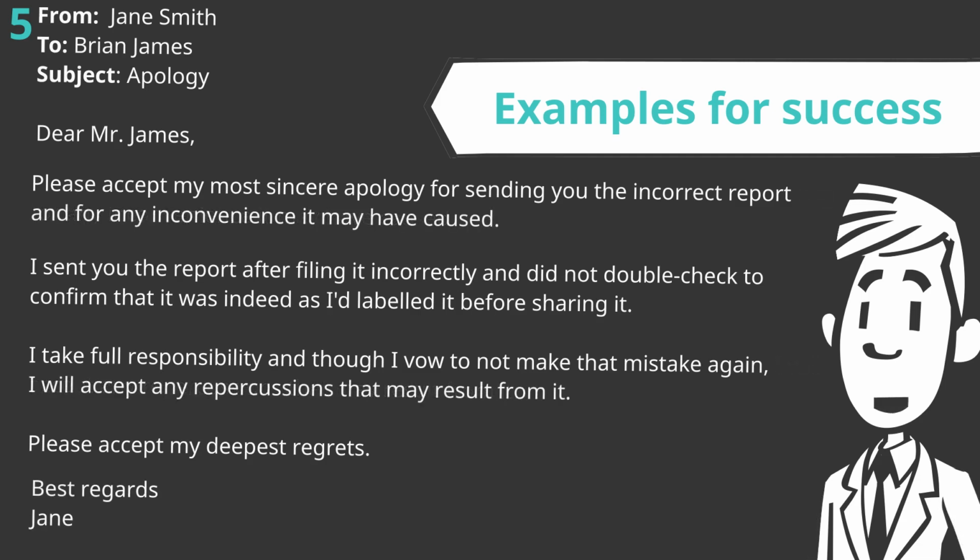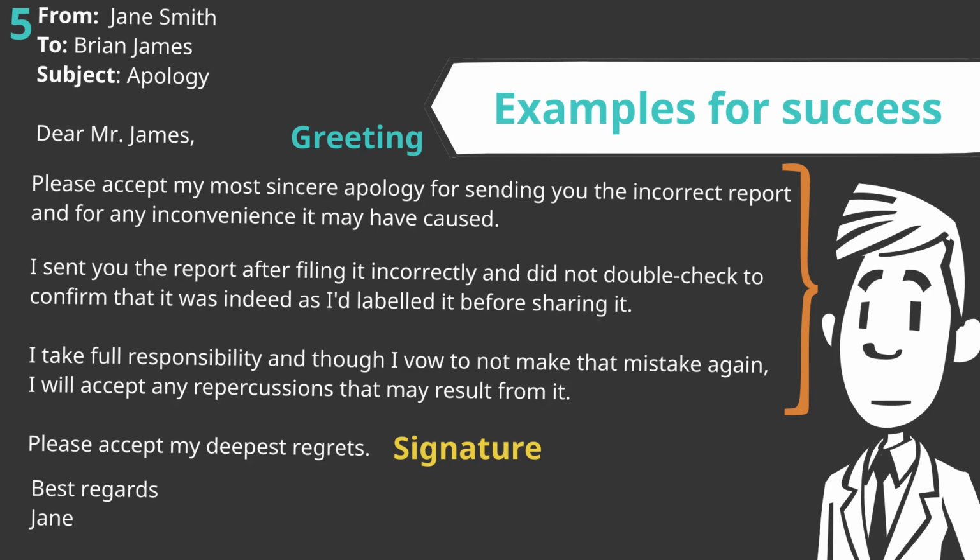This apology email is appropriately labeled, and as it is addressed to her boss, who is also likely angry with her, it is best that Jane addressed him formally, as Mr. James. She starts by noting the reason for her email before providing a brief explanation for the error. Next, she takes full responsibility and vows to not do it again. She ends with another apology before a formal sign-off with best regards and her first name.